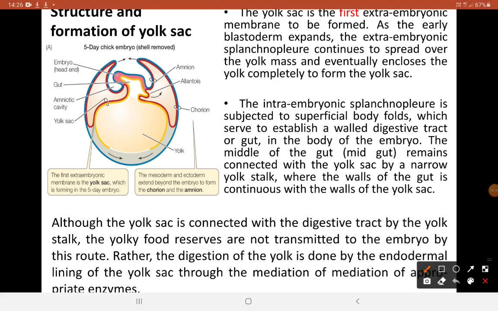Now here you have to focus on this layer which is surrounding the yolk, the complete layer of yolk. Now what is this layer made up of? It is a splanchnopleure layer. What is a splanchnopleure? It is a combination of endoderm and the splanchnic layer of mesoderm. Okay, so here if you observe, this is completely covering the embryo completely.